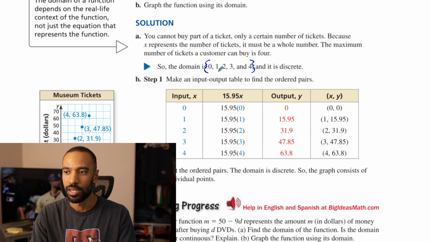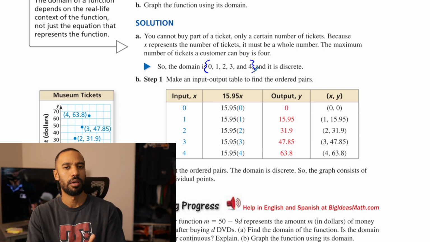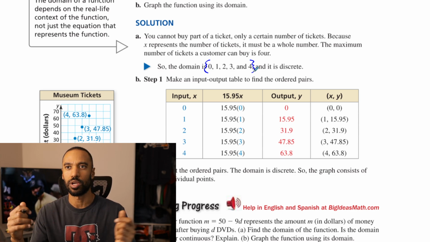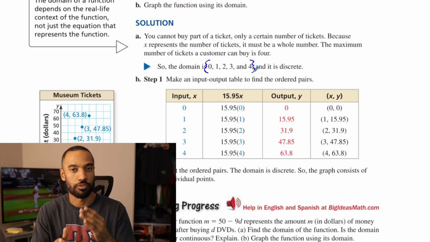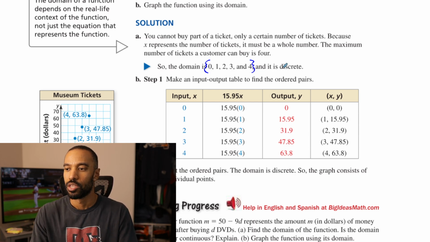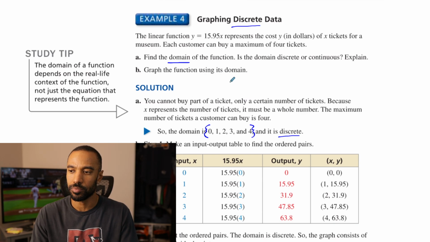Now, it's discrete because, again, not because they're whole numbers, but because they're separated values. It's not you can buy also a quarter of a ticket and things like that, and it kind of flows from 0 to 4 or anything like that. So it is discrete as a result of being a separation of values. We write our domain as a list.